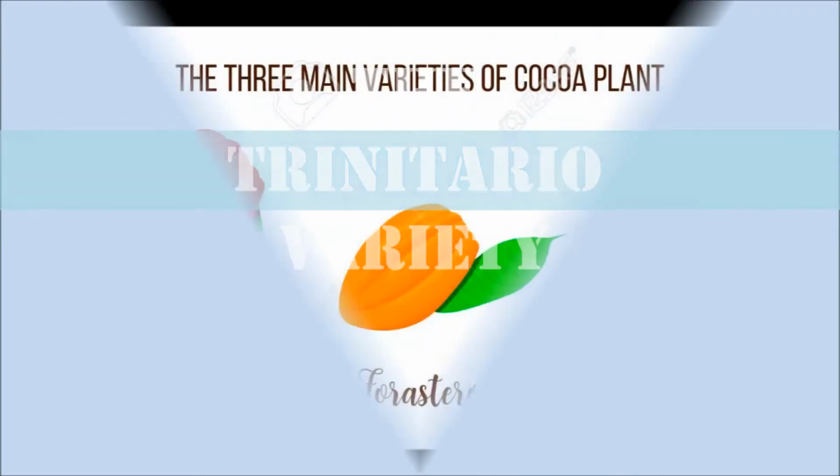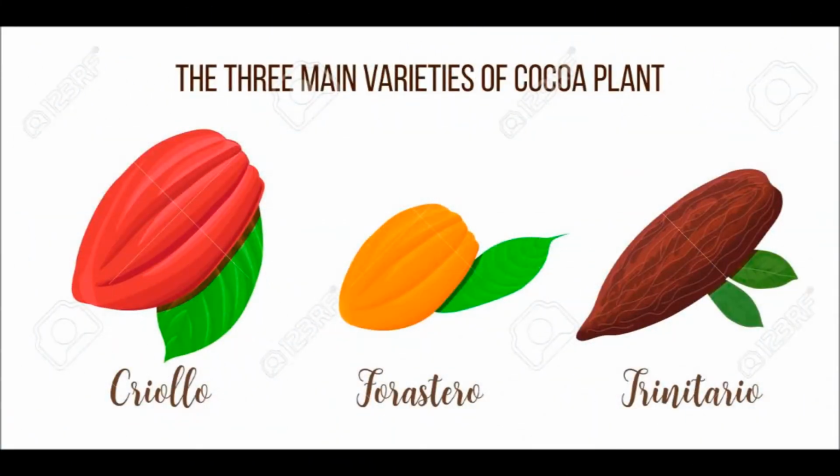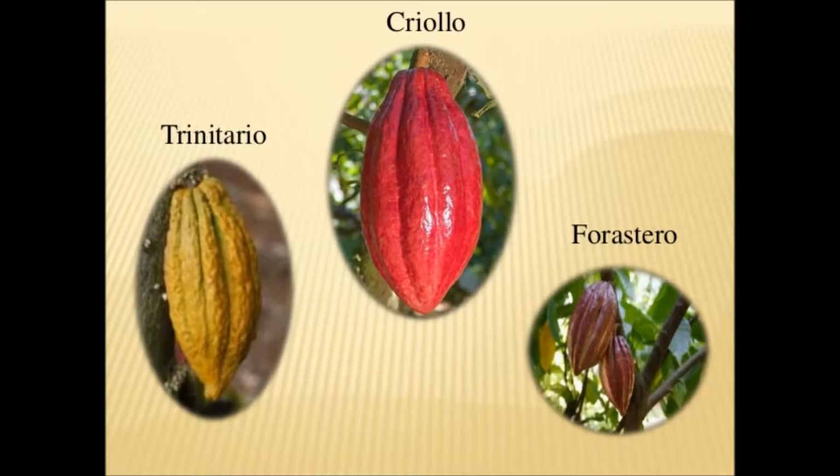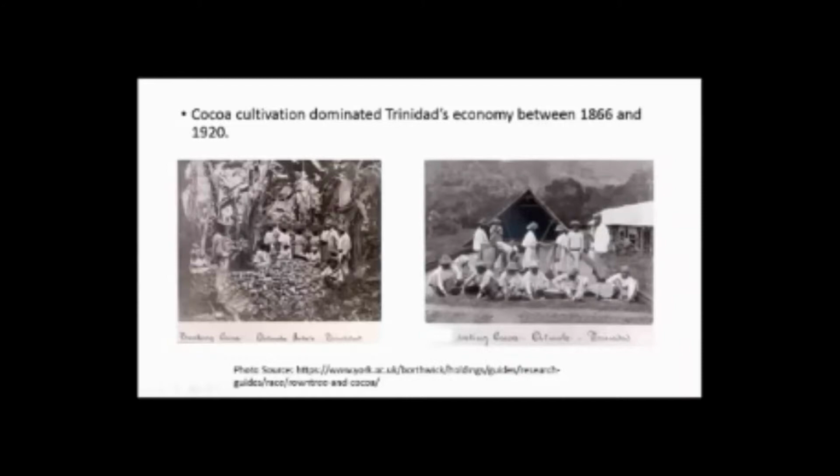The Trinitario variety. When the plantations were replanted with the Forastero in 1757, to the farmers' surprise, a new cocoa variety soon appeared in the fields. The new variety was called Trinitario and is a hybrid of the Criollo and the Forastero. The Trinitario, so named for the island of Trinidad, is said to combine the high flavor and quality of the Criollo with the high yield and disease-resistant properties of the Forastero. So, cocoa cultivation dominated Trinidad's economy between 1866 and 1920.